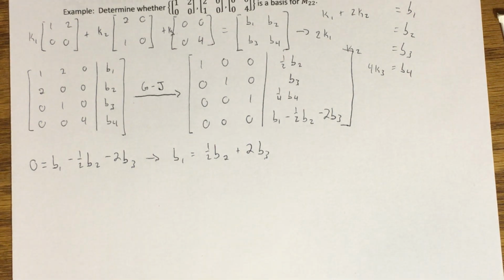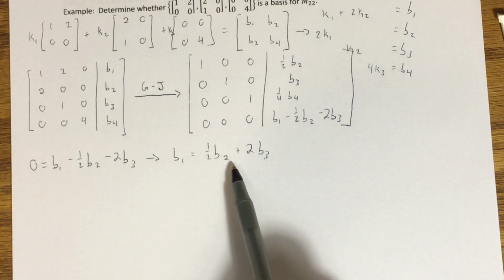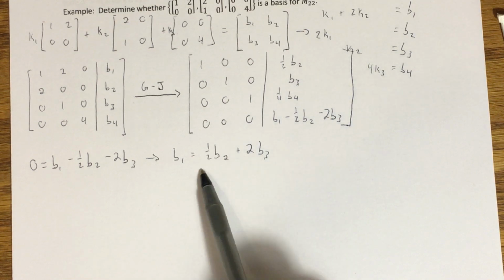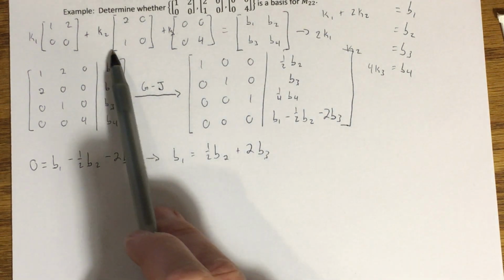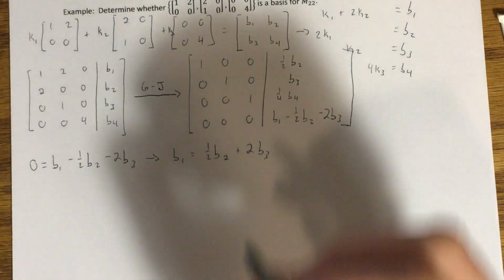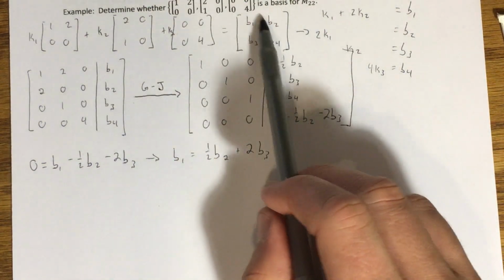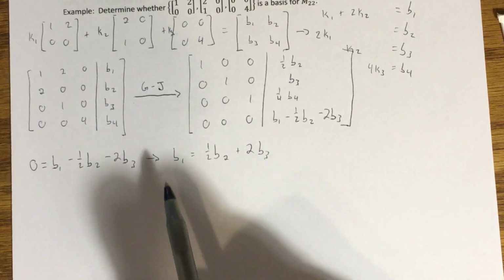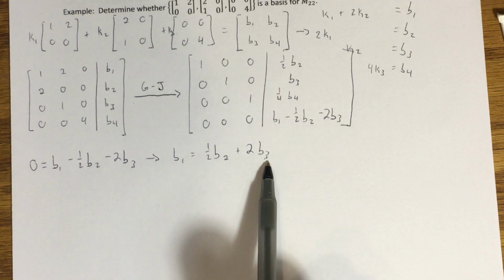Okay? Now that is why this set does not span all of M22, because if B1 is chosen in such a way that it's not equal to 1/2 B2 plus 2 B3, then that would mean that this system is inconsistent for that vector, which means we can't get that vector as a linear combination of the 3 that we were given in that set. Okay, so just to give you an example, let's remember where the B1 through B4 came from, and choose B1 and B2 and B3 intentionally so that this fails.